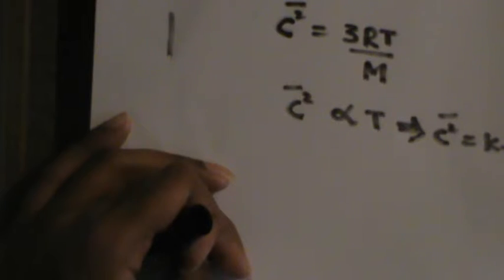So for two temperatures, as if you are using in Charles law, you can say that c squared bar 1 at temperature 1 divided by c squared bar 2 at temperature 2 is equal to the ratio of the temperatures. Alright, so let's take a simple example in order to understand this concept.